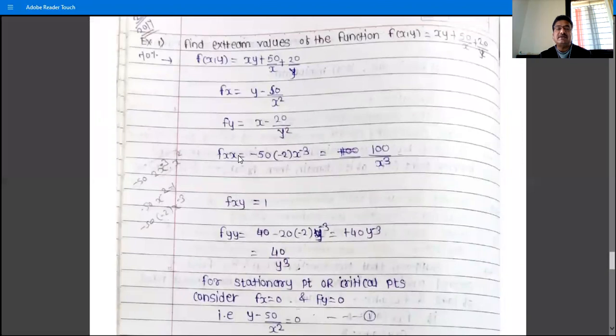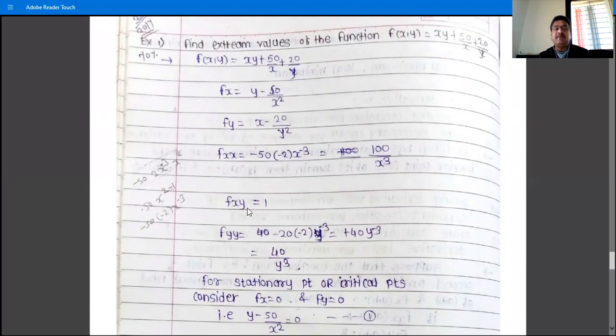Then fxx, the second order partial derivative with respect to x. The derivative of y is 0, minus 50 is constant, and the derivative of 1 by x square means x raised to minus 2. And its derivative is what? By using the power rule, x raised to minus 2 minus 1 means minus 3. And so we have the answer 100 by x cube.